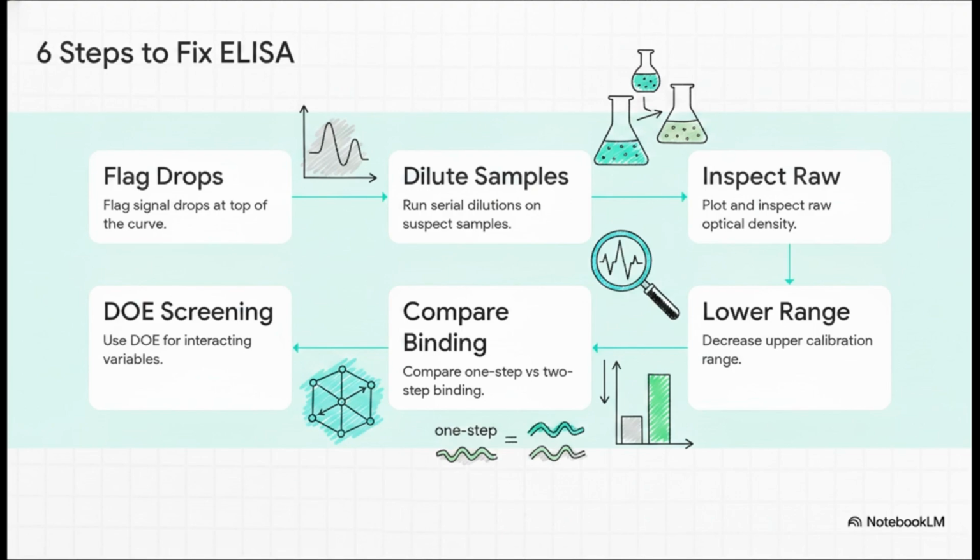Step 3. Inspect those raw signal plots. Step 4. Lower your upper calibration range and stop trying to force it to work. Step 5. Compare 1-step versus 2-step binding to wash away excess analyte. And finally, Step 6. Use DOE screening for interacting variables.